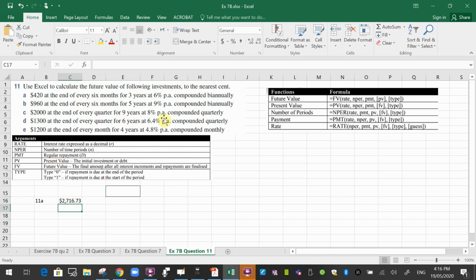There's your answer. So the trap with this question is to make adjustment to the formula according to how many times a year it's compounded, and that will affect the interest rate. So biannually is twice a year, quarterly is 4 times a year, monthly is 12 times a year. And those are the things to look out for in question 11. Thank you.